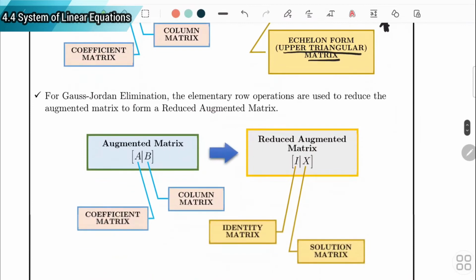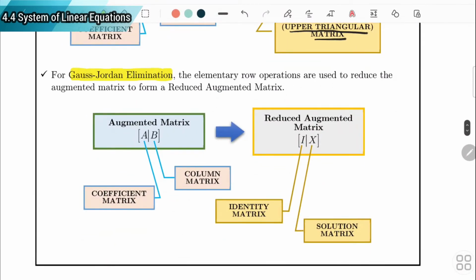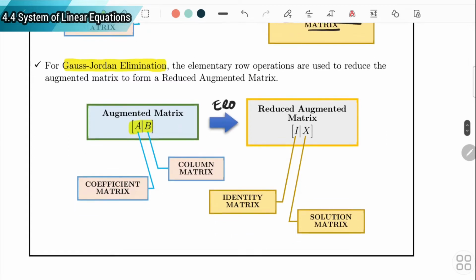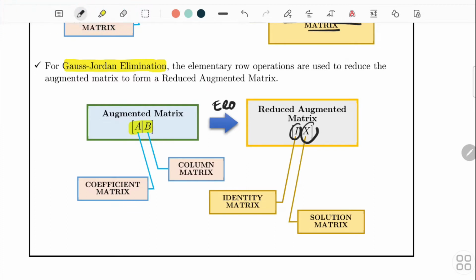Okay, for the Gauss-Jordan elimination method, you start with the same thing, A augmented with B, reduce by using ERO, elementary row operations, until you get I augmented with X. I means the identity matrix of the square matrix that we are looking for, augmented with X. X is the solution. So you have to make sure that the left part of the augmented matrix is in the form 1 0 0, 0 1 0, 0 0 1, and this is your solution. That's the difference between Gaussian and Gauss-Jordan elimination method.